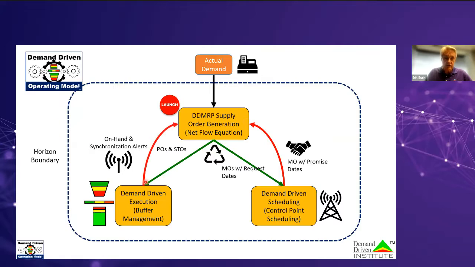Our on-hand inventory levels, our buffer statuses can then help synchronize and ensure that we're providing the best supply order generation, recognizing what our capacity scheduling is capable of, and bringing these two sides in harmony. DDMRP on its own is a great method, and it gives you a sense of priorities from a production standpoint, but it's not as complete as what you'll gain once you shift to a DDOM environment.